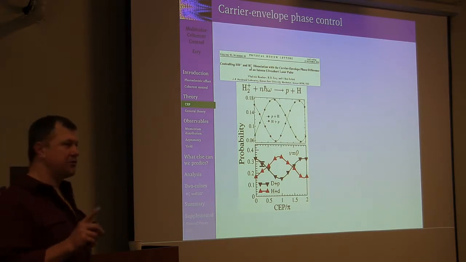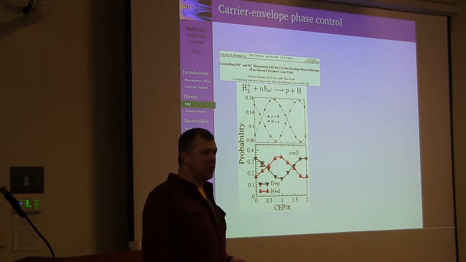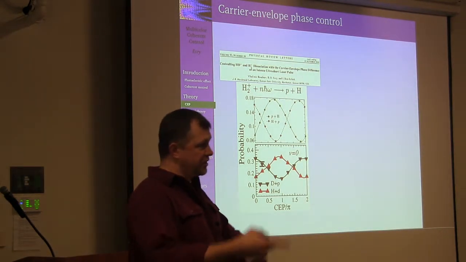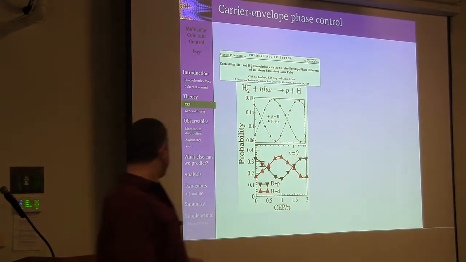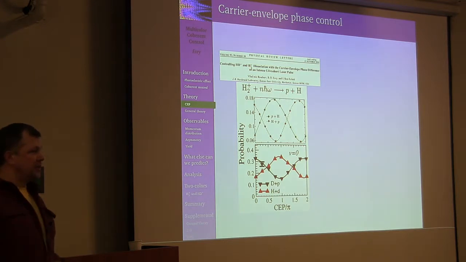And I'll also point this out, that when we say control, all we mean is that the process depends on that parameter, right? If a process depends on a parameter, then in principle at least, you can turn it around and adjust the parameter to control and get the answer you want, okay? So these processes depended on the CE phase.